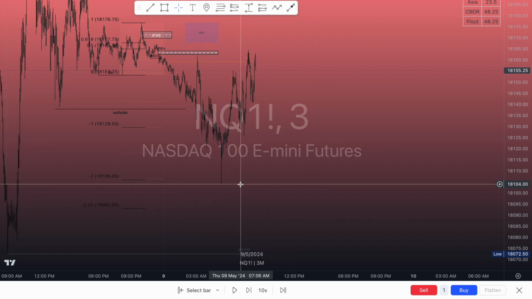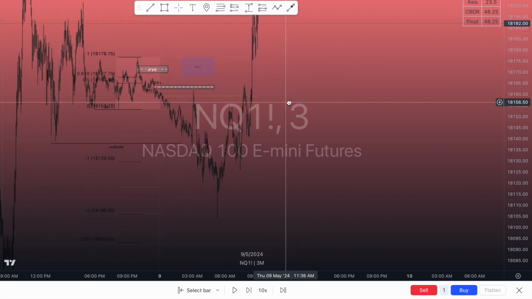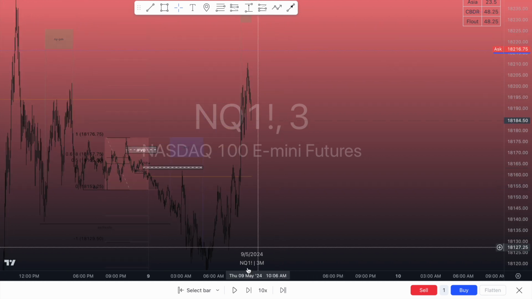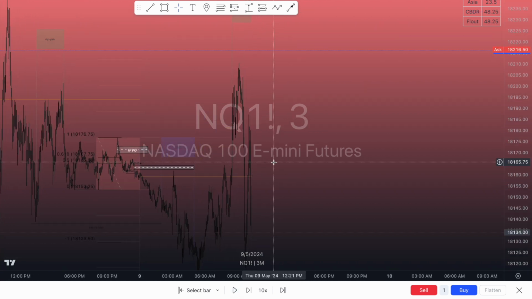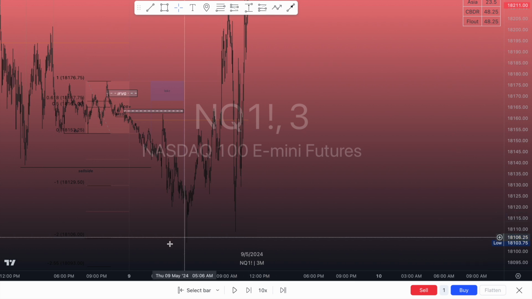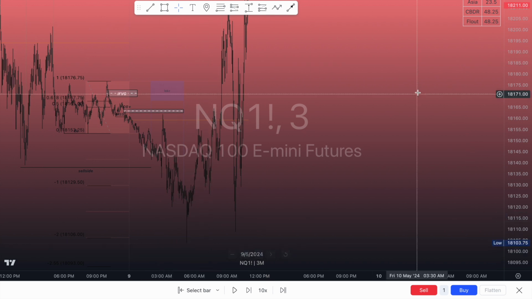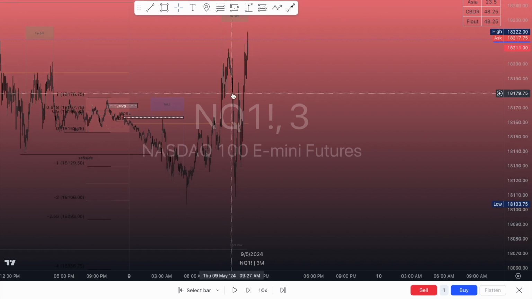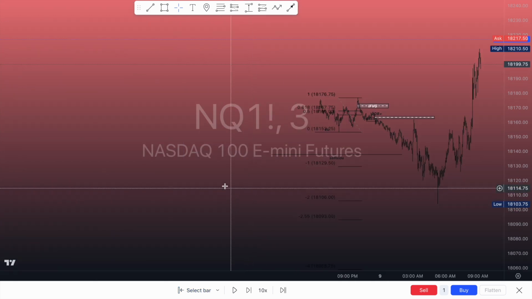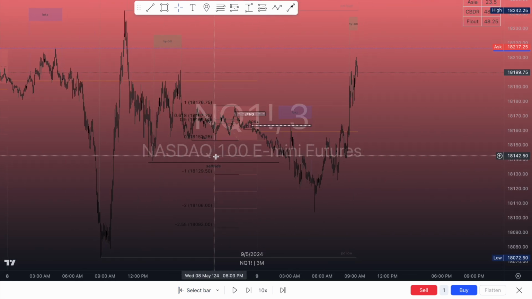You could have taken one trade and just let this run all day. Even when price came back down, it never touched your stop loss or even came back down to your entry. But who in their right mind is holding this whole thing? This one little move right here is enough.